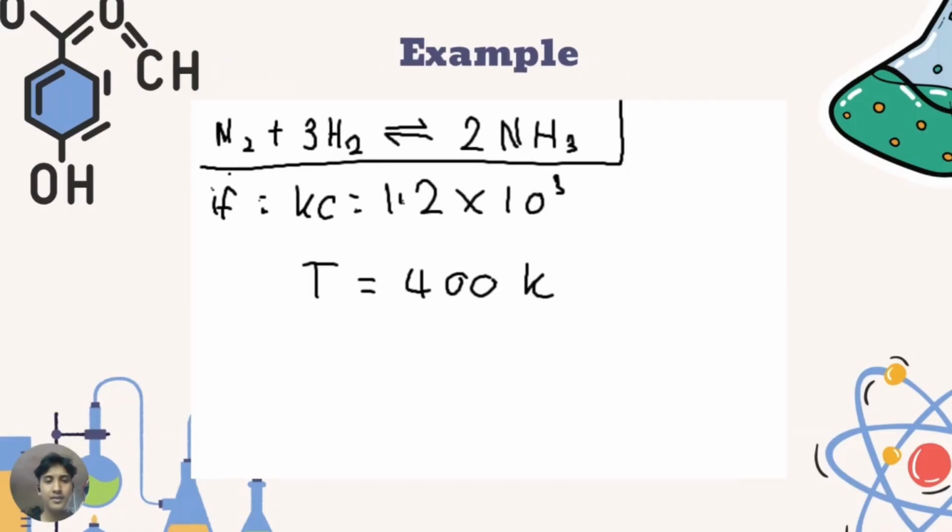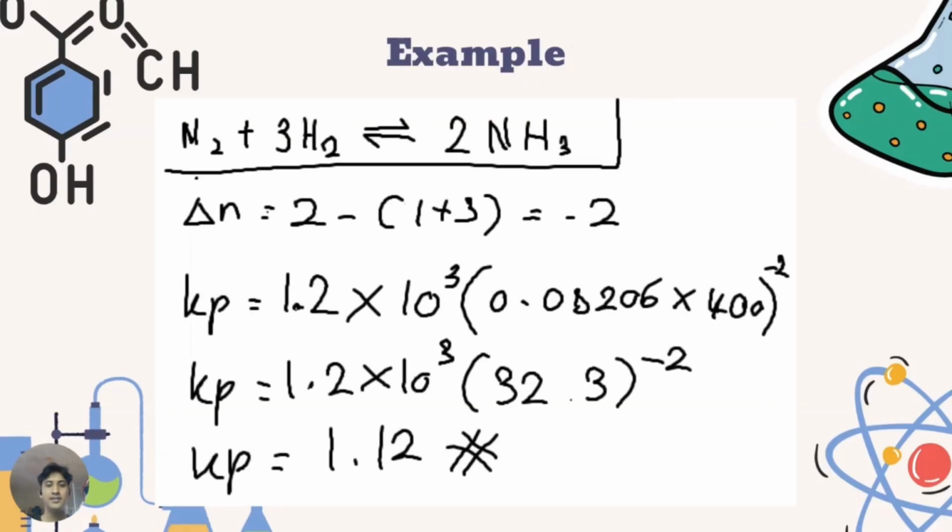So the next one is for the example. The example is N2 plus 3H2 giving 2NH3. If the Kc is 1.2 times 10 to the power of 3, and the temperature is 400 Kelvin, this is how we do it. We get delta n is equal to 2 minus (1 plus 3), which is equal to negative 2. And Kp is equal to Kc (RT) to the delta n.